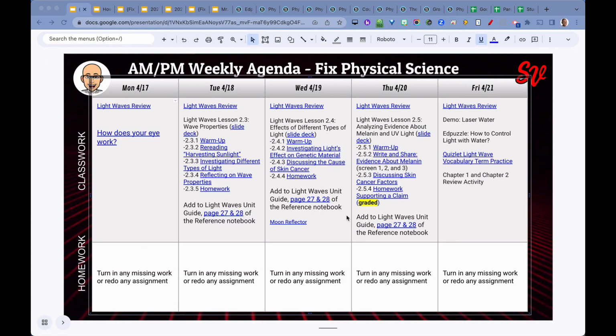This is a weekly update for Mr. Fix's class for the week of 4/21.